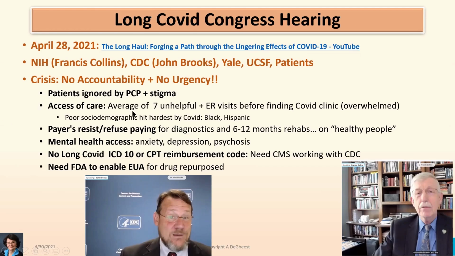I talked to several specialists this week, and they told me that on average, a patient, when they come to them, since they run COVID clinics, has had 7 unhelpful visits plus emergency room visits where they will basically not be believed or be ignored. In addition to that, it's creating a problem for the poor socio-demographic because they were hit the hardest.